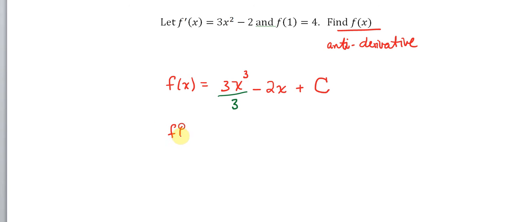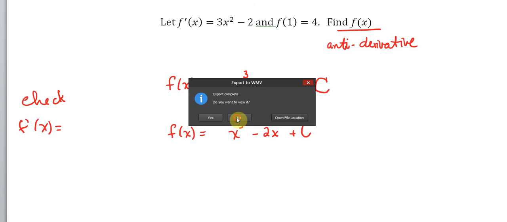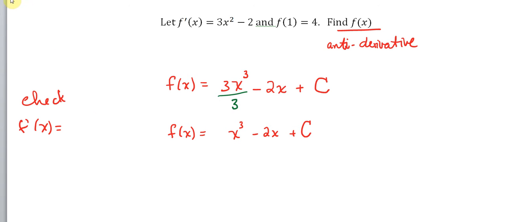So we can simplify this and we can say that f of x is equal to x cubed minus 2x plus some constant. And we can check this on the side really quickly. As you get more familiar with this process, maybe you don't have to check anymore, but the derivative of x cubed is going to be 3x to the second power. And then the derivative of negative 2x is just going to be negative 2. So we're good on that in that regard.